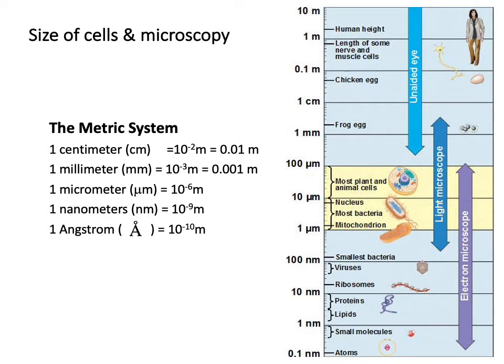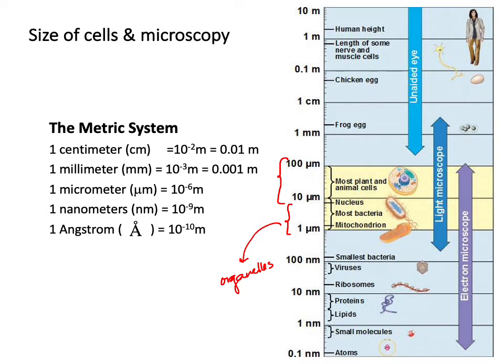And that's what this figure here on the right is highlighting, that most plant and animal cells are going to range from anywhere from 10 microns to 100 microns, while again, bacteria should be in the 1 to 10 micron range. Organelles also fit in this range as well. Remember, organelles fit inside a cell, so they need to be smaller than most of our cells.